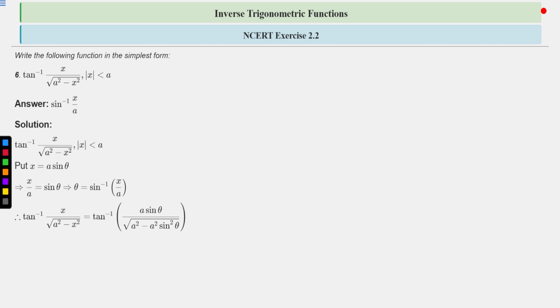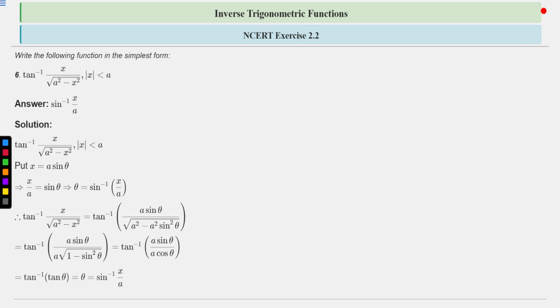Therefore, tan inverse x upon root over a square minus x square will be equal to tan inverse, and we have put x as a sin theta, so write a sin theta in place of x. We will write tan inverse a sin theta upon root over a square minus a square sin square theta. Taking a as common out of the root, we get a root over 1 minus sin square theta. Therefore, we get tan inverse a sin theta upon a cos theta.